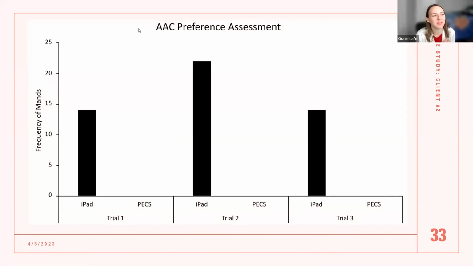All right, so this is our graph of that preference assessment. On the x-axis, we have the 3 different 4-minute trials, and on the y-axis, we have the frequency of MANs. You can see across all 3 trials, he preferred the iPad. So 100% of his, I think 41 requests were via the iPad. So that indicated a clear preference as to which one he would prefer. Next slide, please.